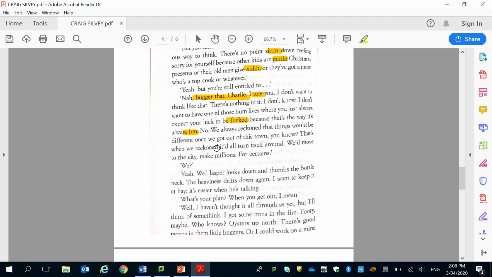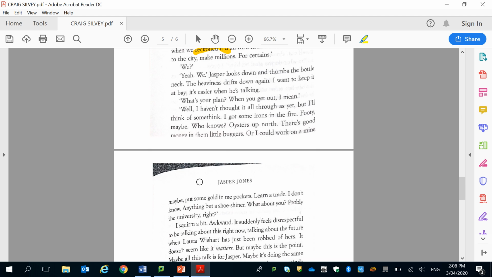No, we always reckoned that things would be different once we got out of this town. That's when we reckoned it all turned itself around. We moved to the city, make millions for certain. We. Jasper looks down and thumbs the bottle neck, the heaviness drifts down again.